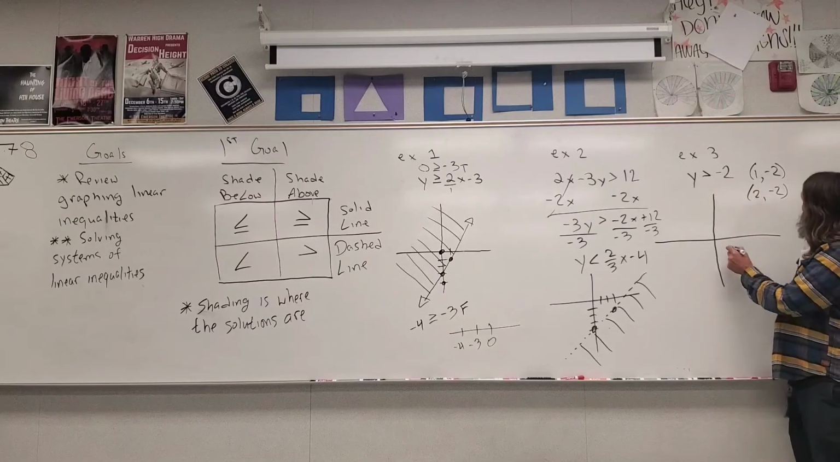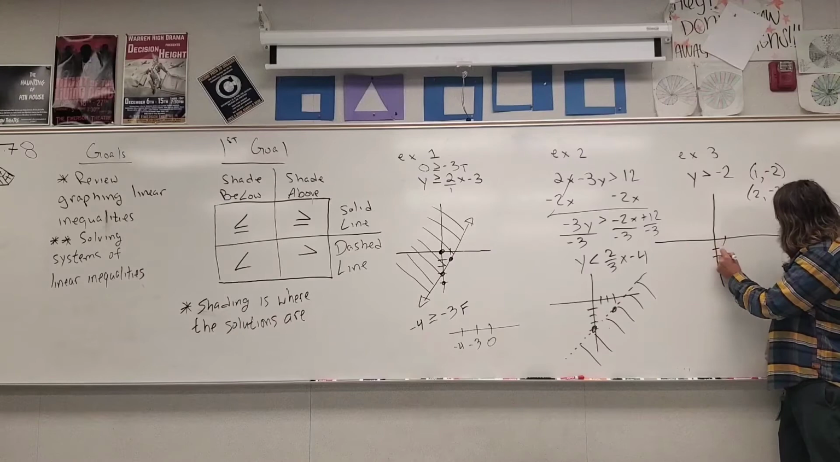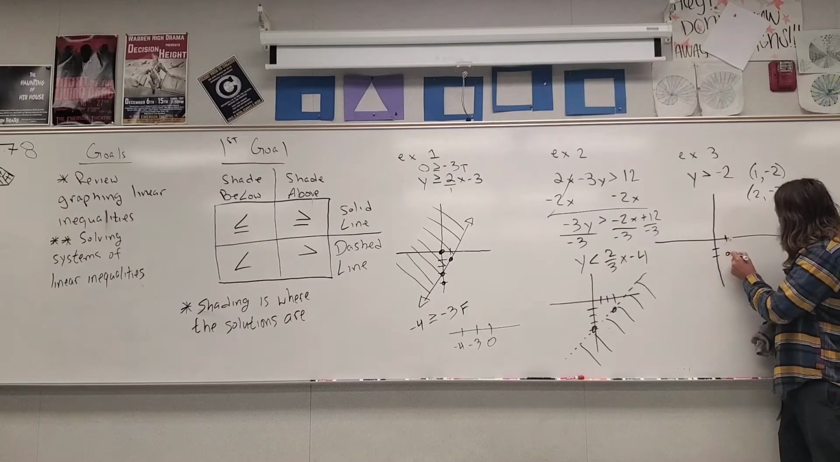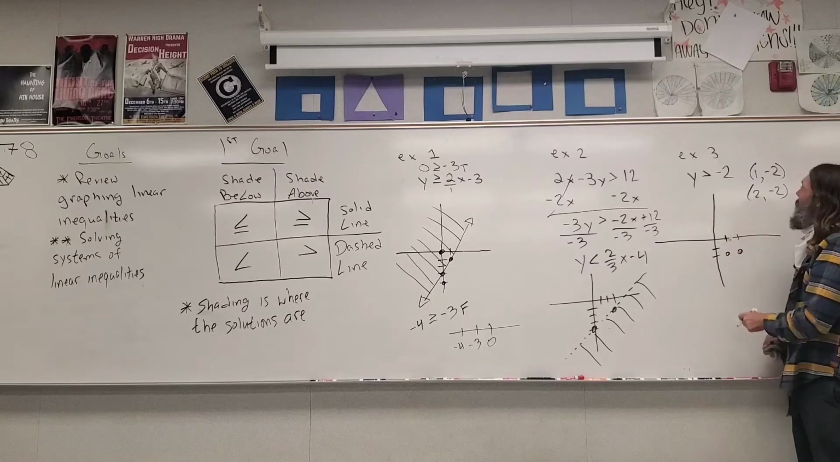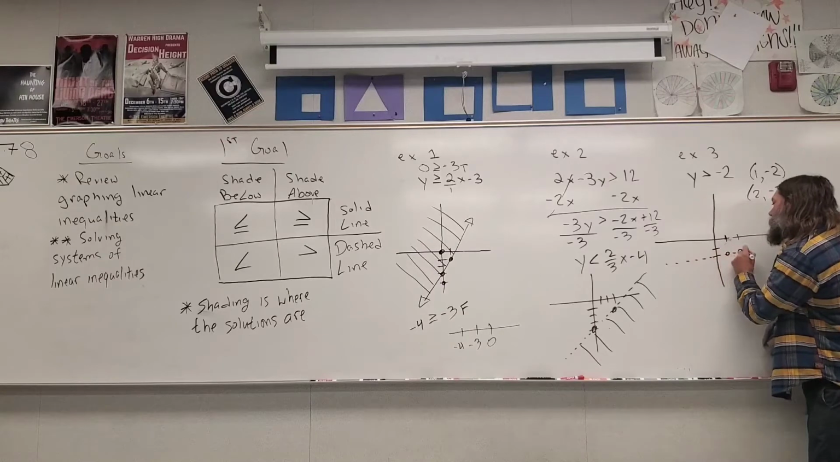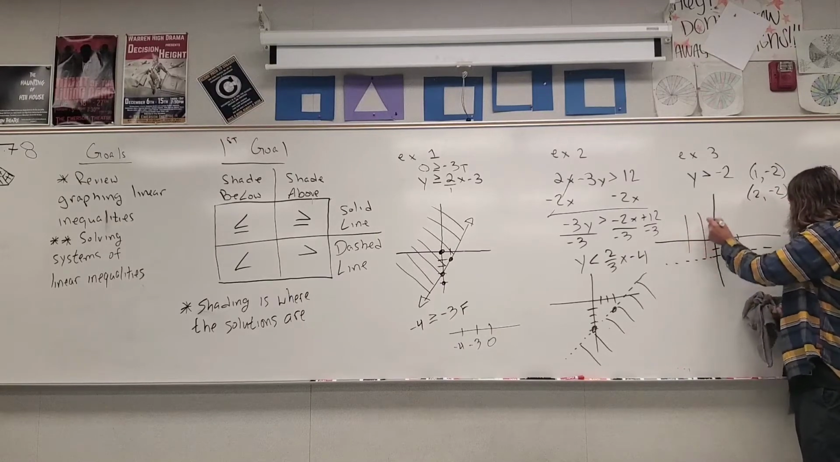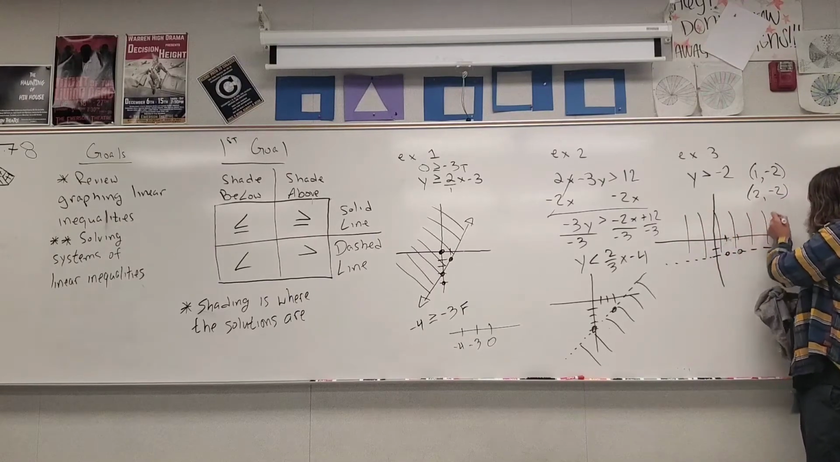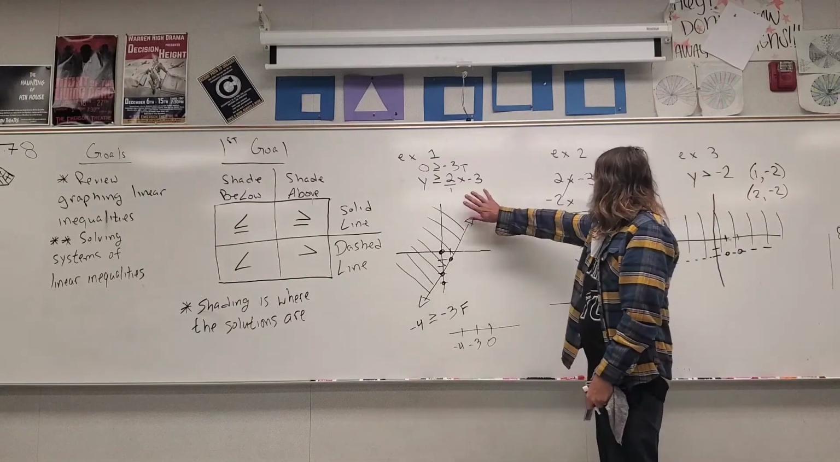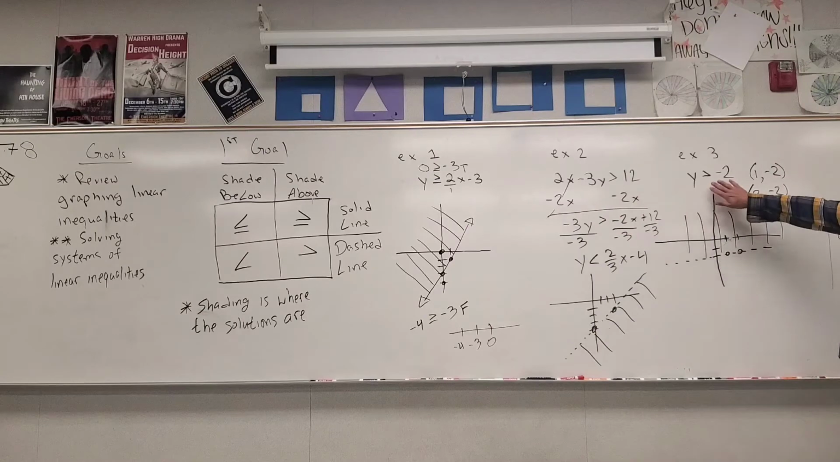So let's see here. 1, -2. That was terrible. 1, -2. 2, -2. My line is dashed, and I shade above. Okay. So these are examples of lines in slope-intercept form, standard form, and one variable.